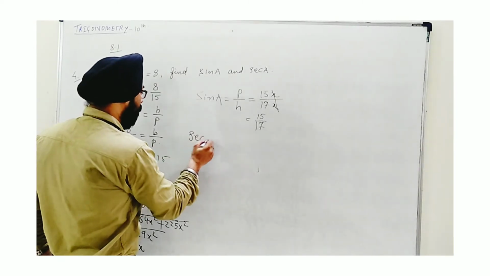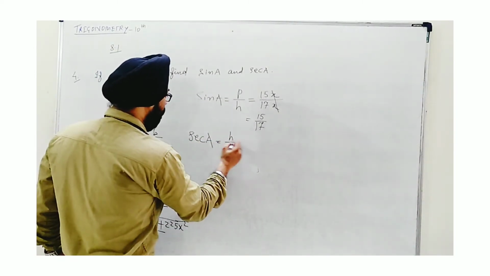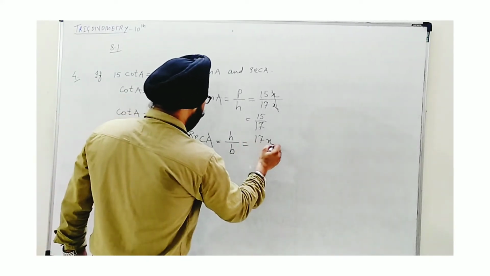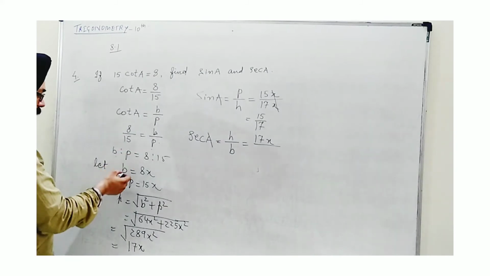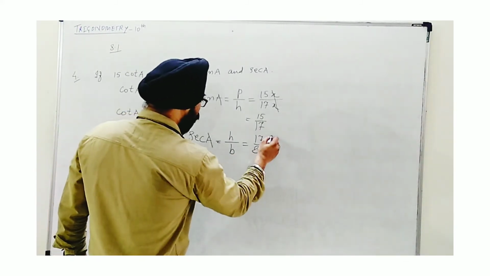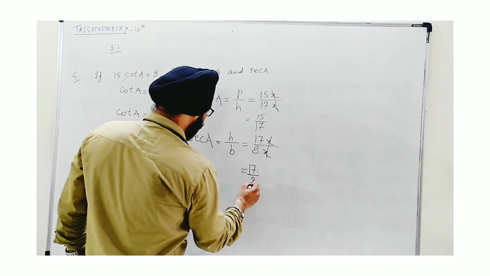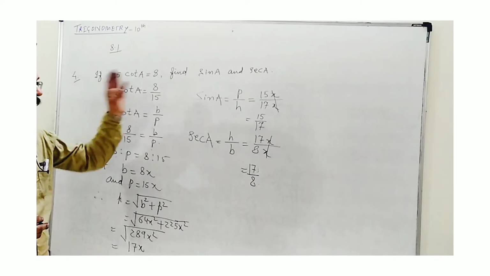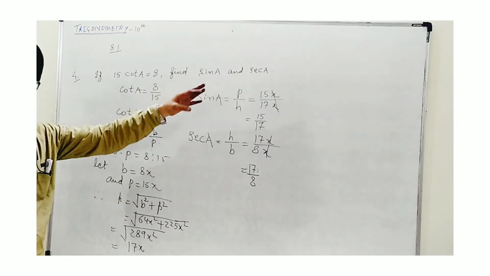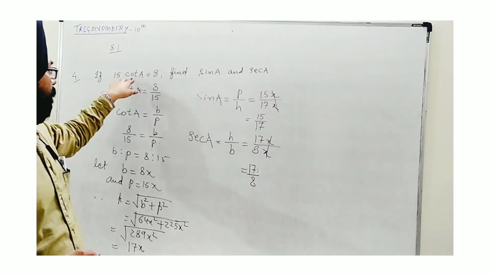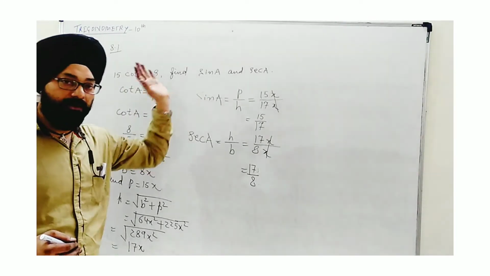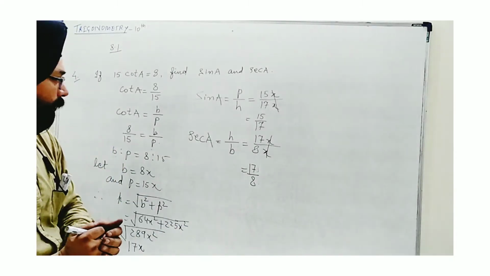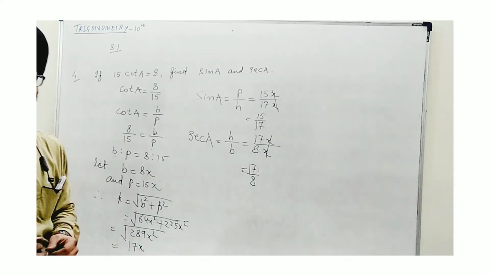Sec A is h upon b. So again we have to put the values: 17x divided by b, the base, which is 8x. This common factor cancels out. 17 upon 8 is the required value of sec A. This way we use the given condition to find other ratios. Not only these two, if we are asked for all the other 5 ratios, the same method will be used to find them out. So this is the basic thing we can do.